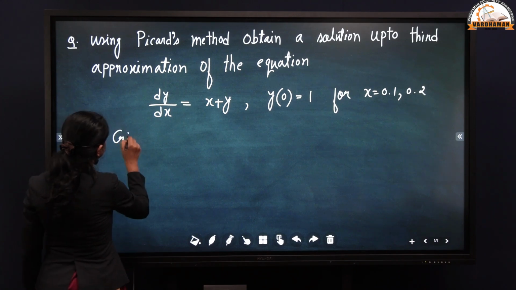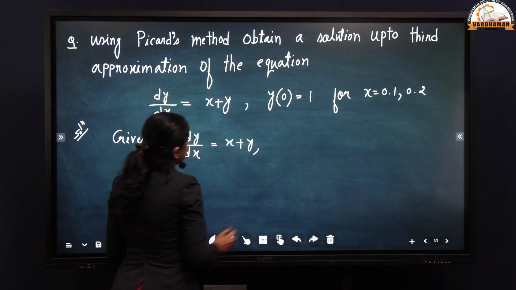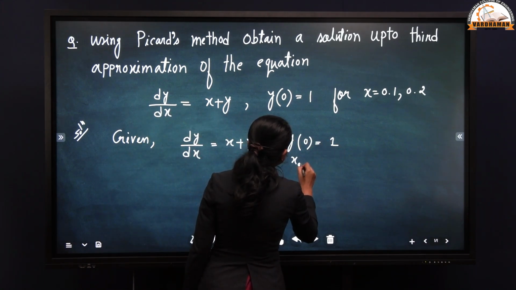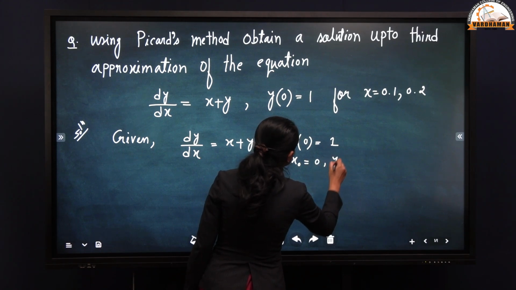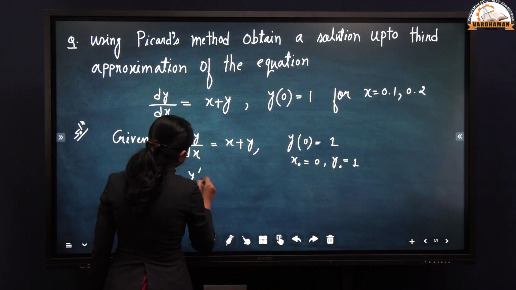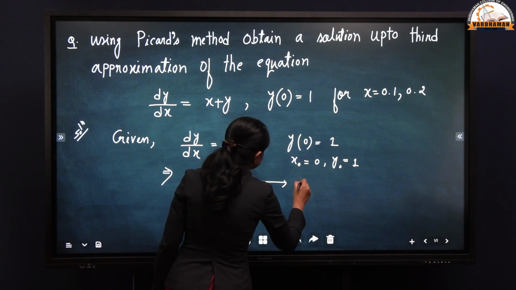Given dy by dx is equal to x plus y, and initial condition is y0 is equal to 1, x naught is 0 and y naught is 1. This equation you can write as y dash is equal to x plus y. Let us take this equation as equation number 1.